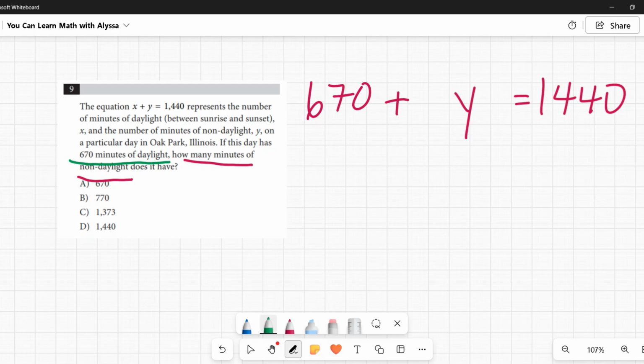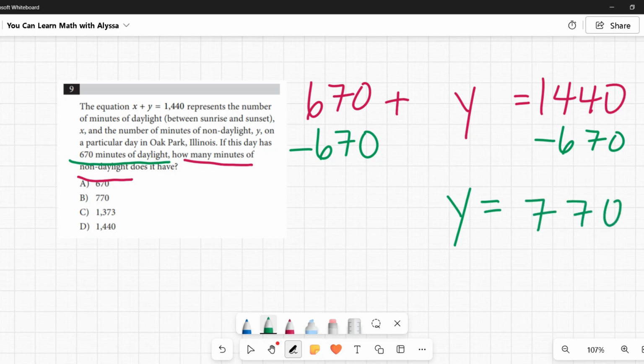So I need to undo what's been done to y. I need to undo this addition of 670, so I need to subtract 670 from both sides. And if I do that, I will get that y is equal to 770. Looking over here at my options, there it is. There is B, 770 minutes of non-daylight. That is my answer.